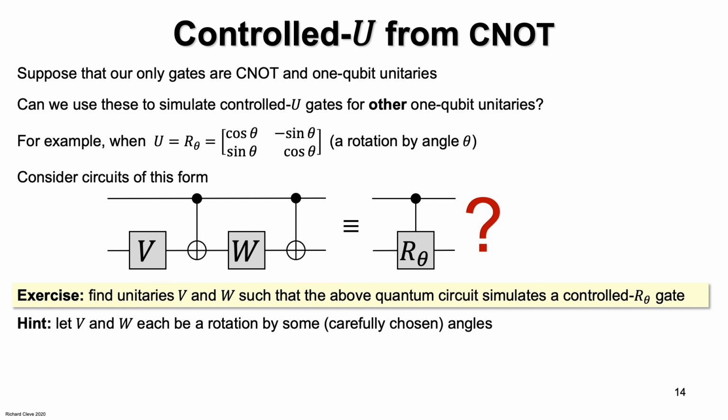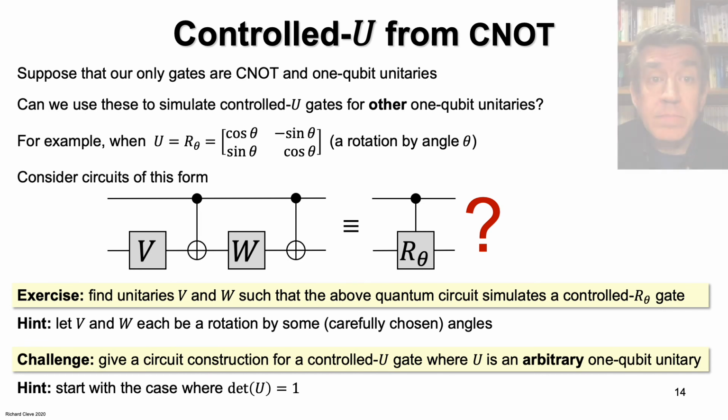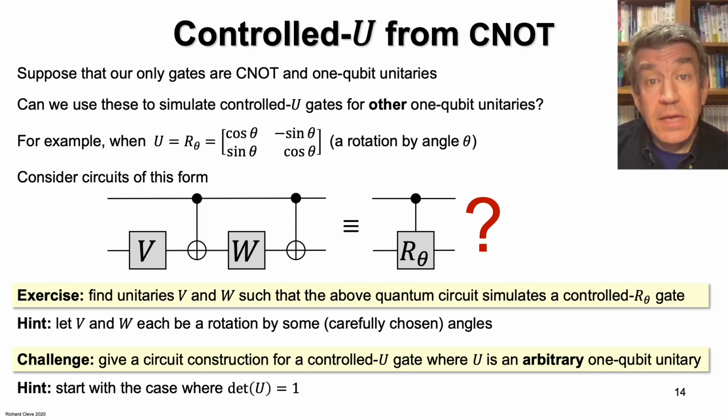This exercise is a good starting point towards a more challenging question, which is to simulate a controlled-U for an arbitrary unitary U, not necessarily a rotation. If you take on this question, then I suggest that you begin by considering the case where U has determinant 1. Okay, let's end the lecture on this.